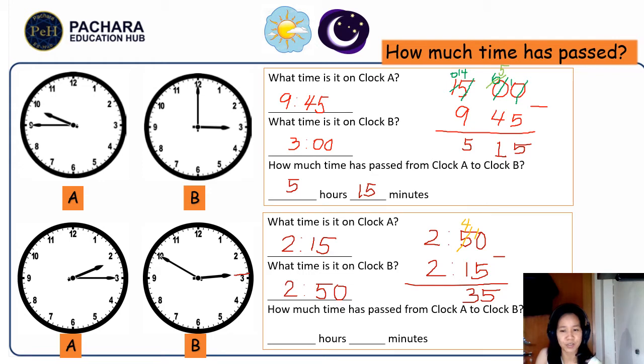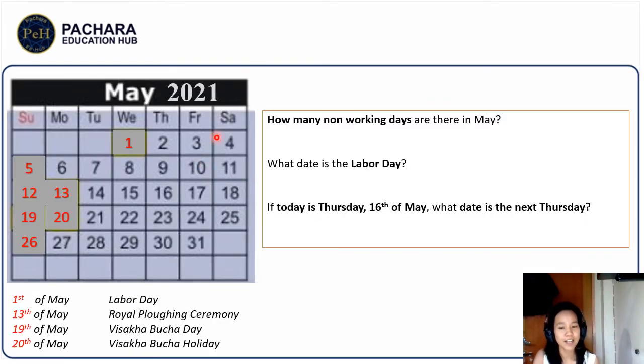So all you need to do is to get the number 35. Okay, so the answer is 35 minutes. Okay, did you get it? Yeah? All right, so this time, let's review how to read the calendar.